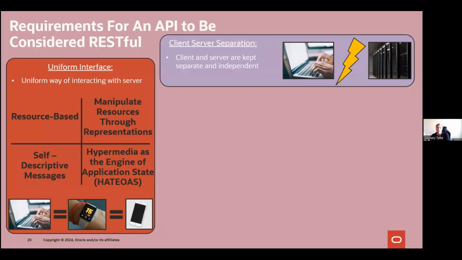Going on to the next one, client-server separation. Client and server are kept separate and independent. The reason for this is so that no interdependency is created, and they can each be developed, updated, and improved technologically separately from each other without having to worry about one bottlenecking the other.